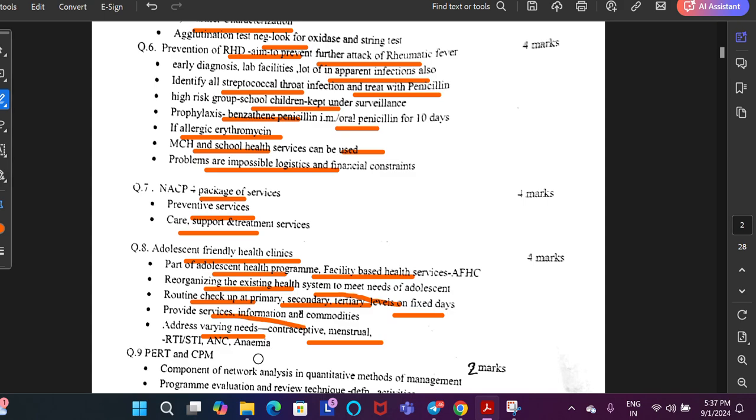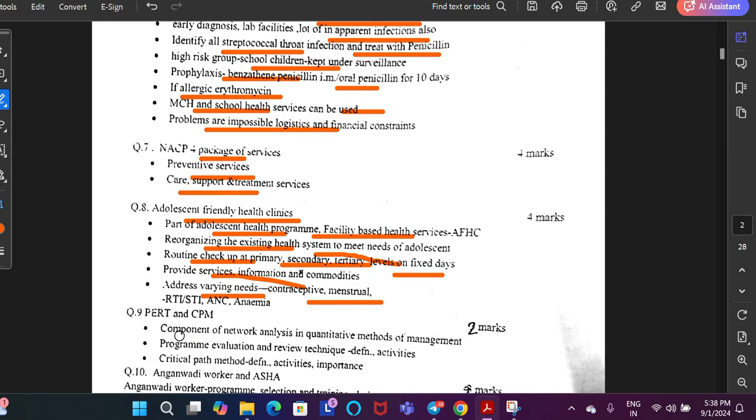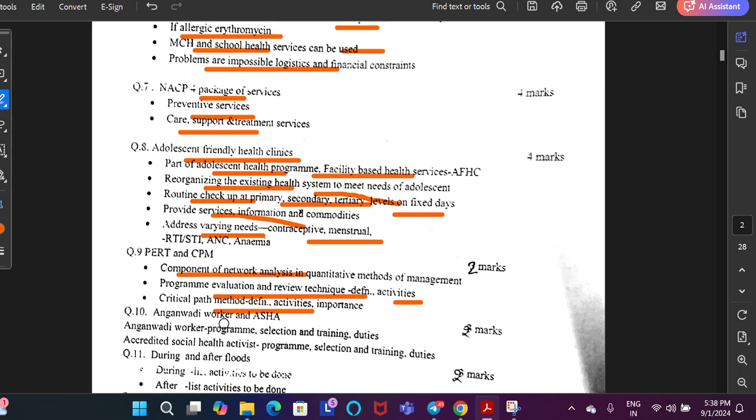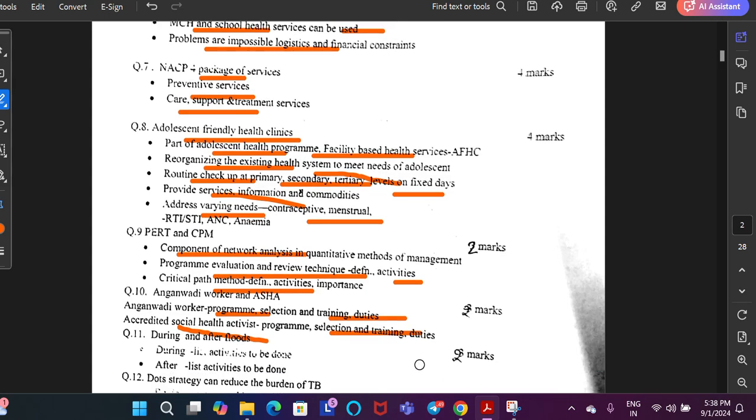Differentiate between PERT, program evaluation and review technique, and the critical path method. It is a component of network analysis in quantitative methods of management. Program evaluation and review technique: definition and activity; critical path: definition, activities and importance. Anganwadi worker and ASHA. Anganwadi worker: program, selection and training and duties. Accredited Social Health Activist, ASHA, also has program, selection, training and duties.